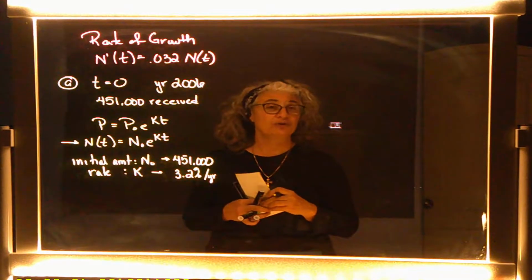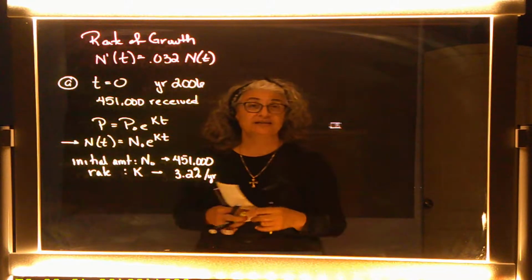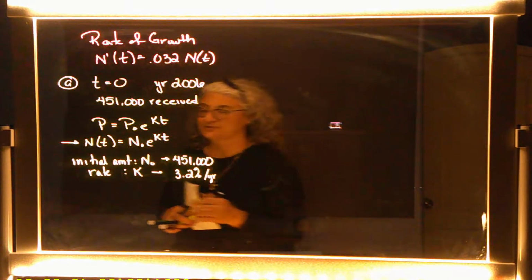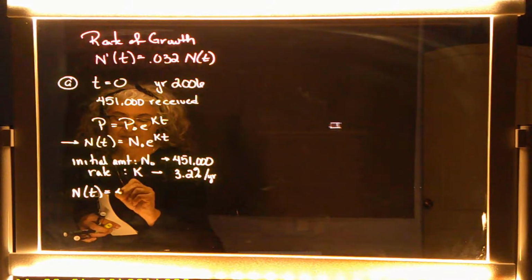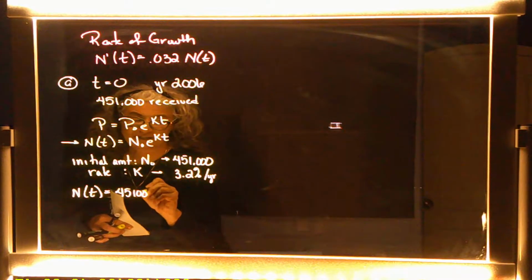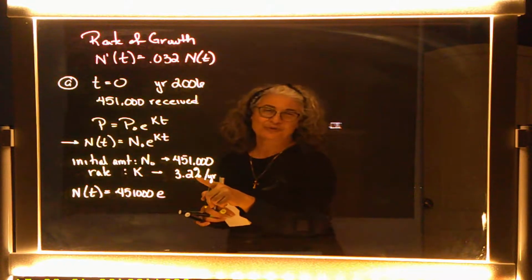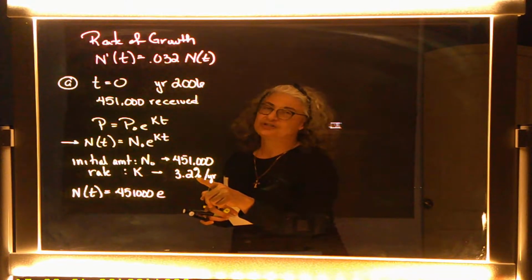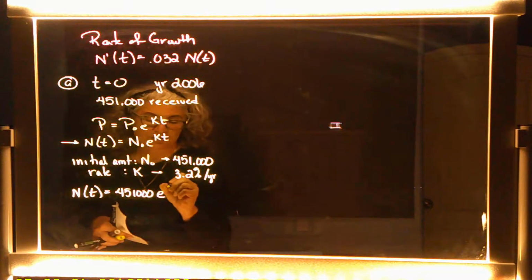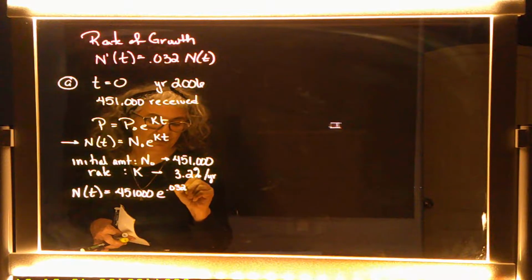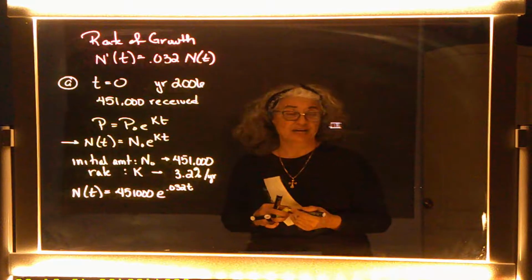So, do I actually have all the pieces of the puzzle to write this particular N of t function? Yes, I do. So, in this case, N of t is going to be equal to 451,000 times e. Now, do I use 3.2%? Good, you don't. Just like the finance world, you don't use it as a percentage, you use it as a decimal, which means 0.032 multiplied by t, which is time. So there's my function, N of t.